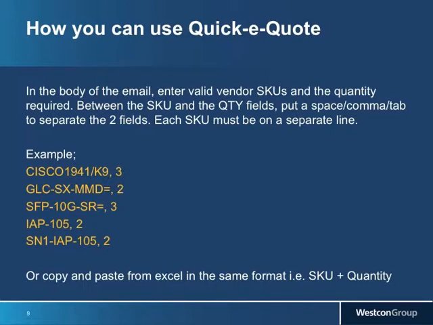By way of an example, this is how the body of the email should look. SKU, a space, comma, or tab, then the quantity. Each new SKU needs to be on a different line. Alternatively, you can copy and paste from Excel into the body of the email as long as it's in the same format, being one SKU and then quantity.